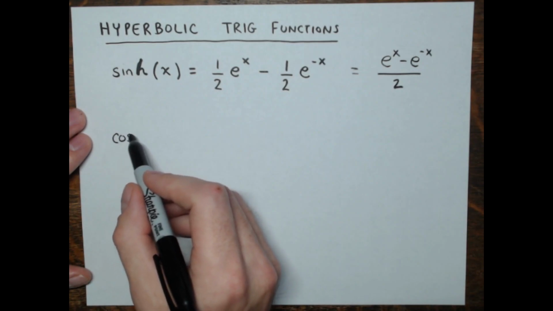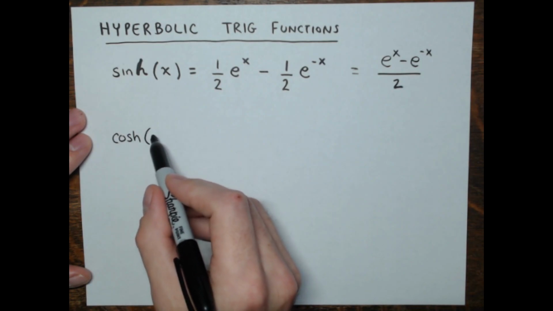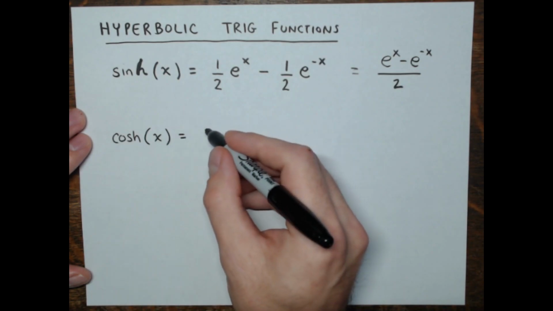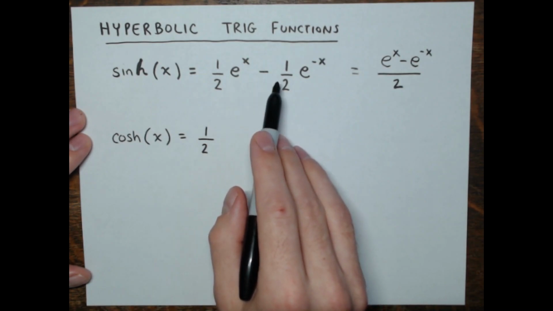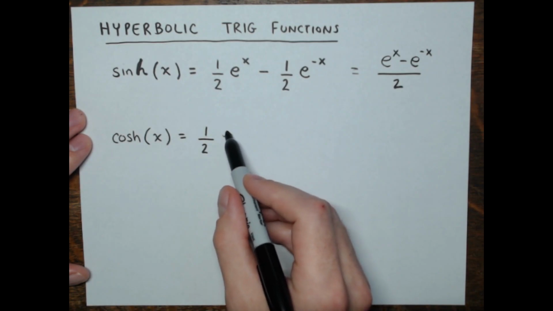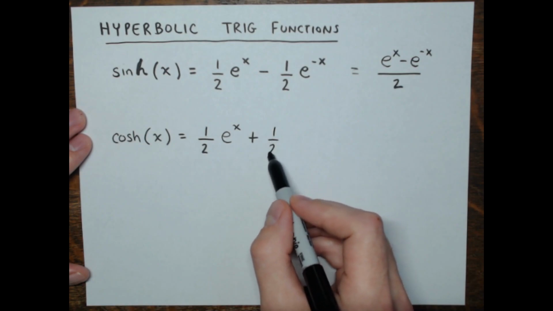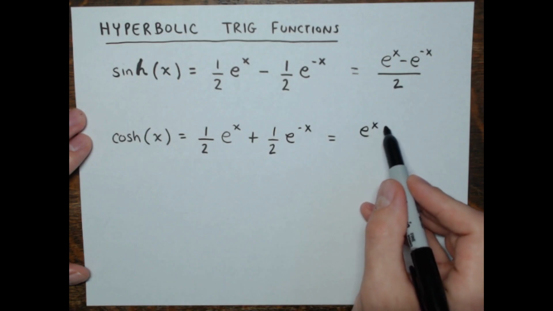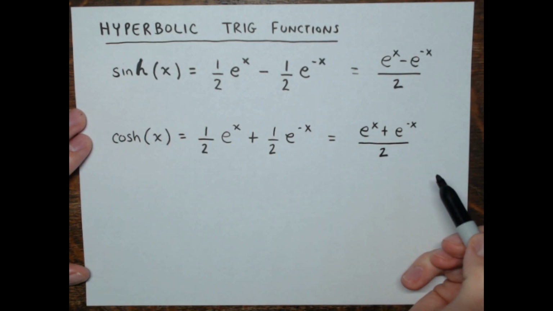And then hyperbolic cosine, C-O-S-H. It's like cosine with an H after it for hyperbolic. The hyperbolic cosine of x is defined again using exponential functions, and it's very similar to the hyperbolic sine. You have half e to the x plus half of e to the negative x, or e to the x plus e to the negative x divided by 2.